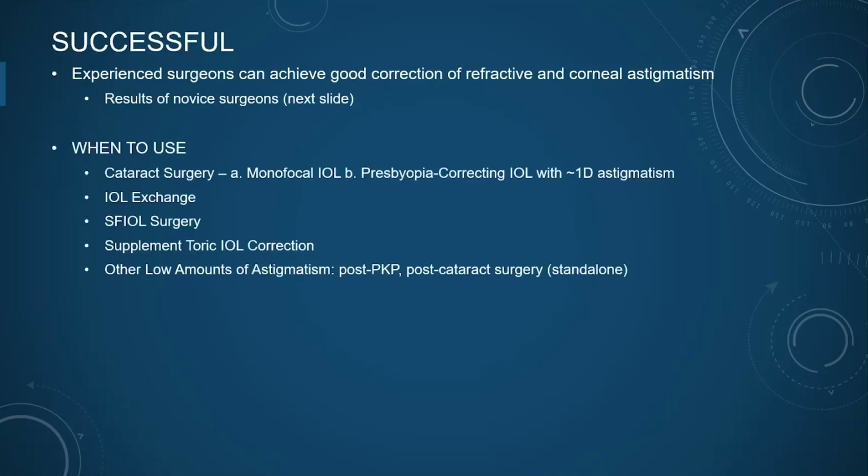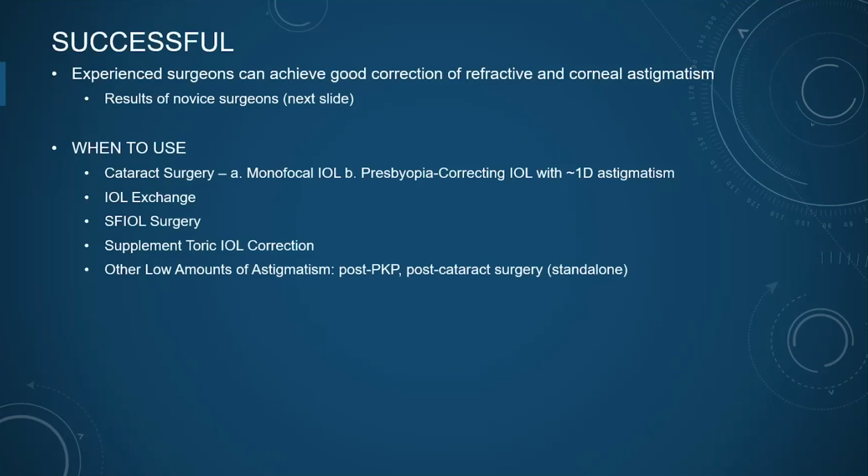So again, when to use these limbal relaxing incisions. Cataract surgery with a monofocal IOL, certainly with lenses such as Eyhance, which give a little bit of increased depth of focus. Correcting that astigmatism would be very helpful. I mentioned a presbyopia correcting IOL with approximately 1 diopter of astigmatism, for which a toric lens would not be helpful. IOL exchange. So just this morning, I did a patient with an unhappy diffractive optics trifocal IOL. I took that lens out and actually put an Eyhance in that patient. And the patient had about 1.25 diopter of astigmatism, and basically I did 2 limbal relaxing incisions for that, centered at 90 degrees.